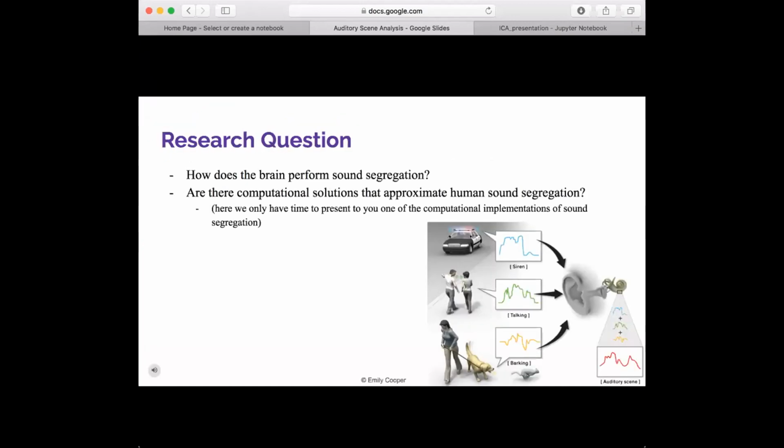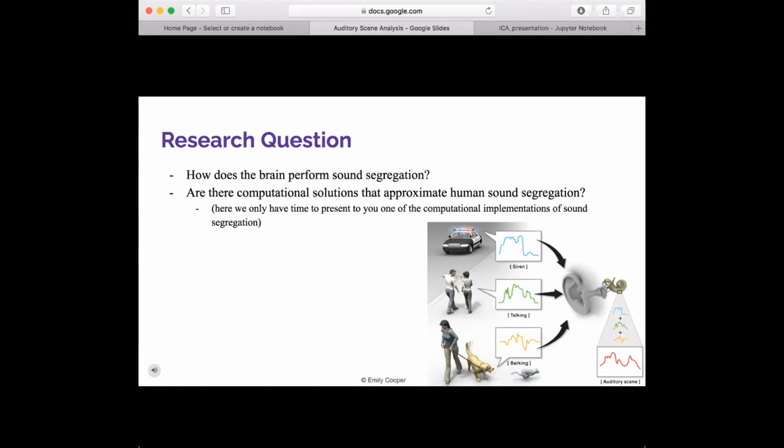To understand the significance of this topic, you have to think about how all the sound in your auditory environment comes to your cochlea as a single mixed wave, and yet somehow your brain is able to segregate this mixture into auditory perceptual objects you perceive as coming from different sources and locations. How is your brain then able to do this? And are there computational solutions that approximate human-like performance?